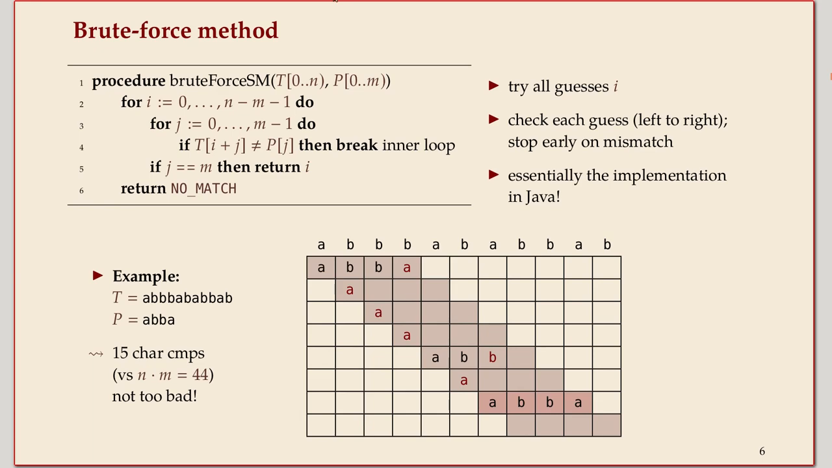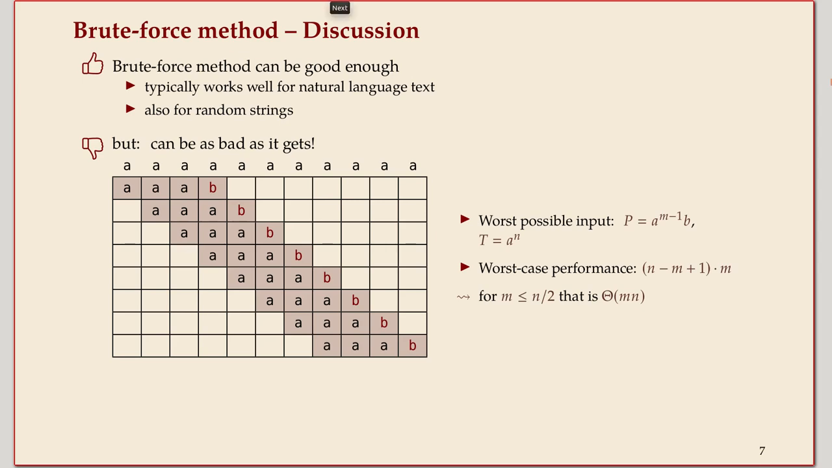And if you go through this, you'll find that in this case, you compare 15 characters in total before you found this first match. Whereas the worst thing that could have happened, n times m, is much bigger than that. So it's not that bad. So the good thing is brute force can be good enough for this very simple problem. So you might go for it as long as it's good enough.